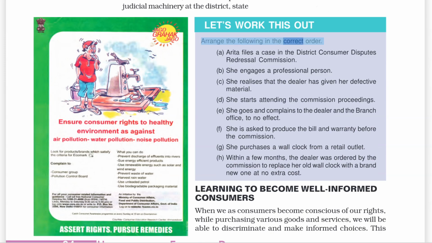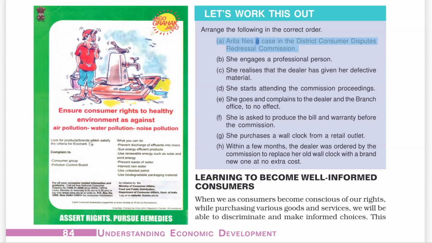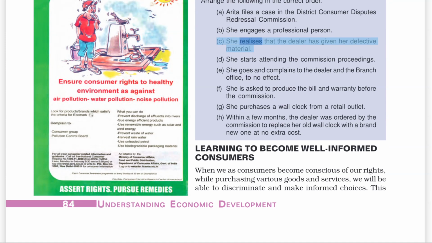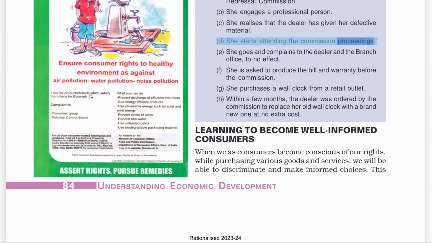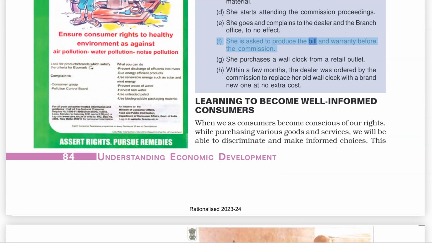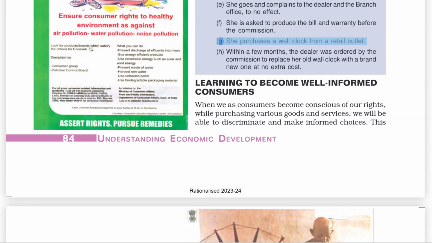Arrange the following in the correct order. A. Arita files a case in the District Consumer Disputes Redressal Commission. B. She engages a professional person. C. She realizes that the dealer has given her defective material. D. She starts attending the commission proceedings. E. She goes and complains to the dealer and the branch office to no effect. F. She is asked to produce the bill and warranty before the commission. G. She purchases a wall clock from a retail outlet.